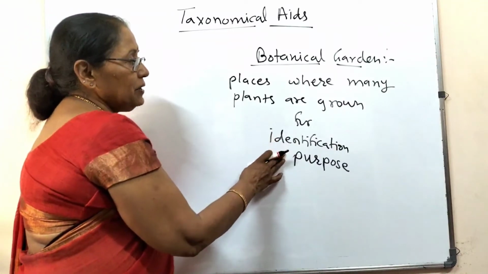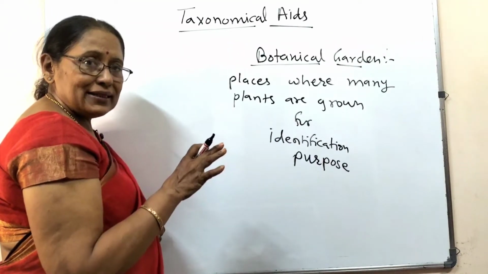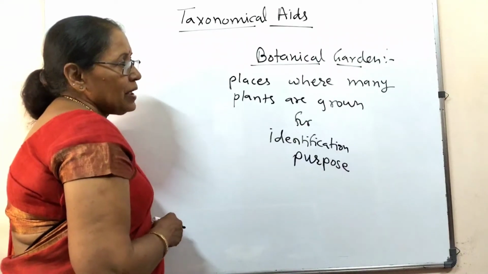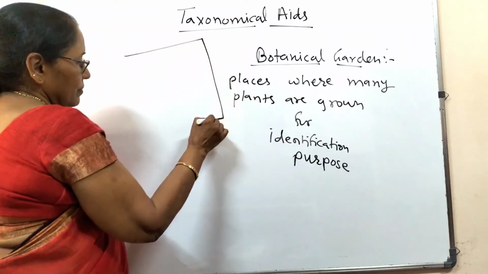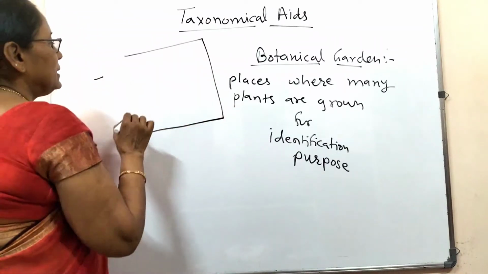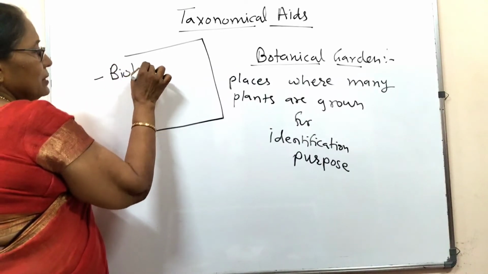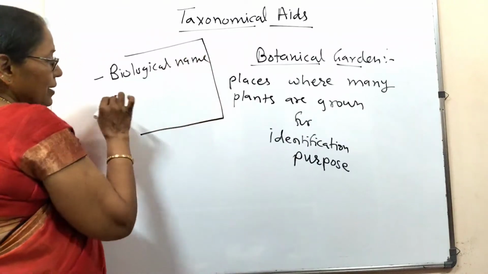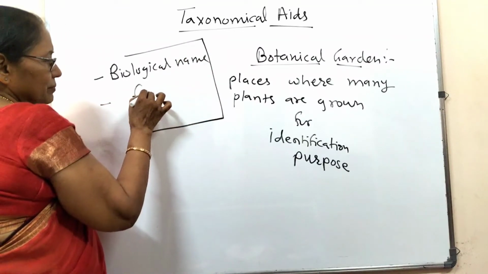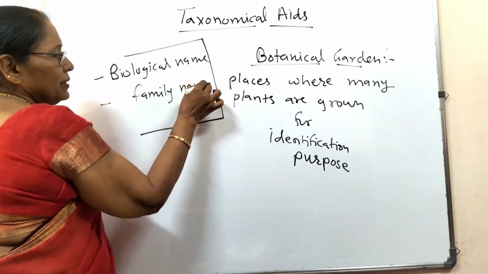Fine. So for identification purpose, and what is labelled over the plant, what is written over there? So it has the biological name, that means the scientific name, which covers the species and genus name, and the family name. The same thing that was in the herbarium also.